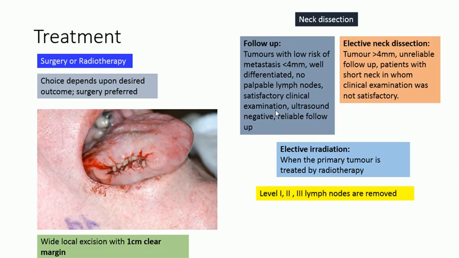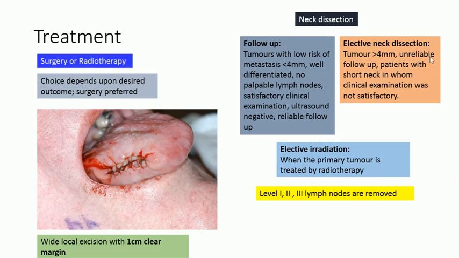But sometimes as a surgeon you would like to do an elective neck dissection. You'd say, okay, I want to do an elective neck dissection. The situations where you choose elective neck dissection: if the tumor is greater than 4 millimeters in size, that is a slightly larger tumor compared to a low risk tumor.